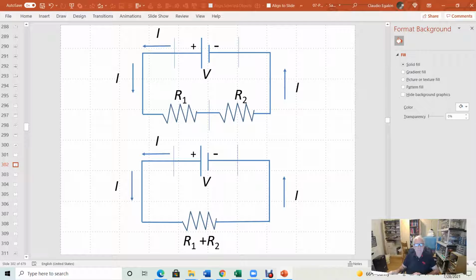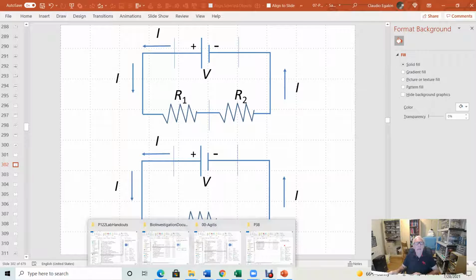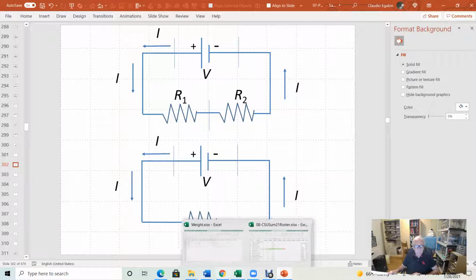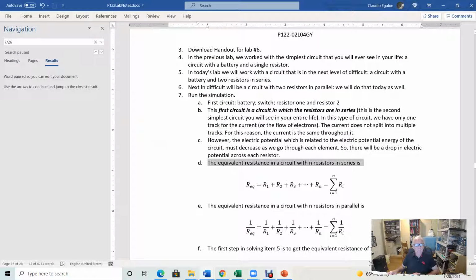Okay? Current is flowing through the circuit. That's what that guy is asking, and that's going to be part of the lecture as well. Let's go back. If you have n resistors in series, the equivalent resistance is going to be the sum. But that's for resistors in series. N resistors in series. Here you go.